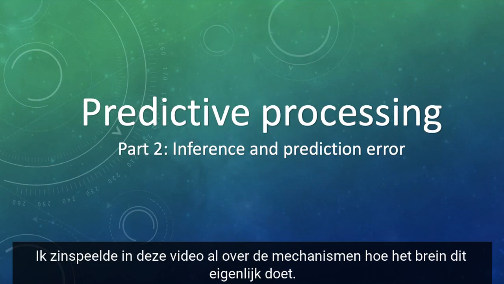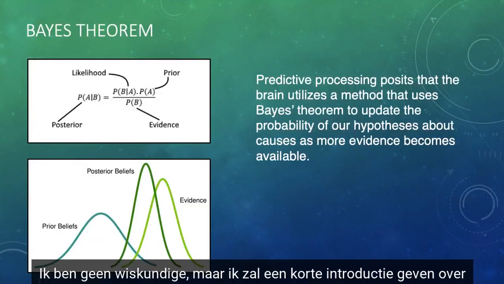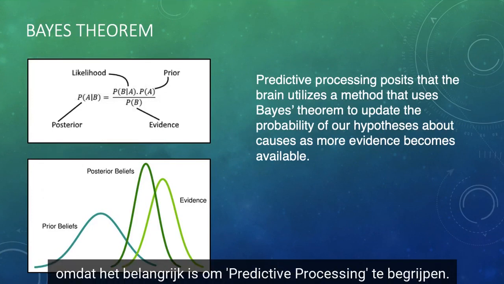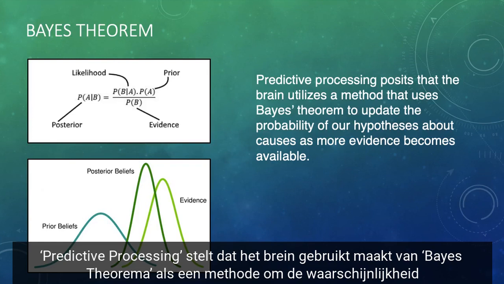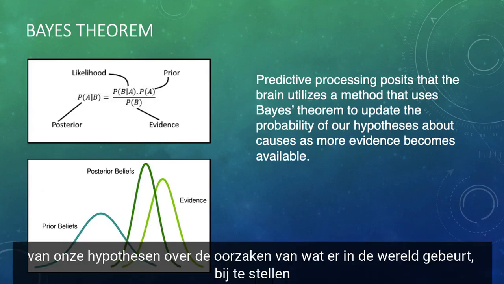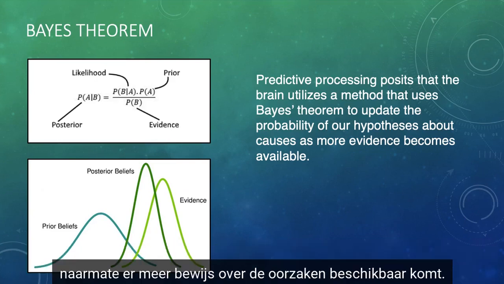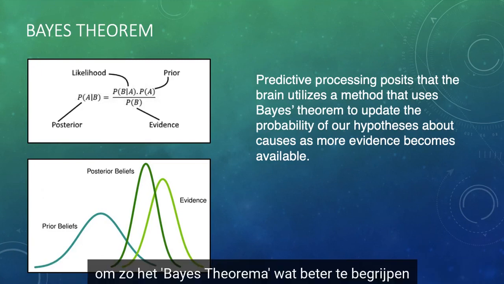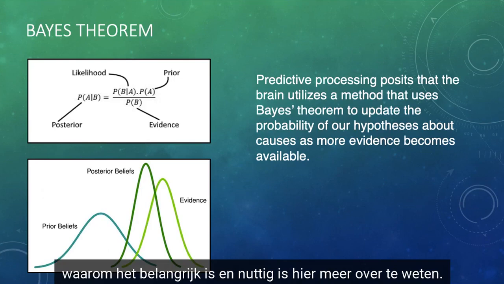I'm going to talk a little bit about how the brain actually does this. So I'm not a mathematician, but I'm going to do a brief introduction to Bayes' theorem, as explained in the book, because it's important to understanding predictive processing. Predictive processing posits that the brain uses Bayes' theorem to update the probability of a hypothesis about the causes out there in the world as more evidence becomes available. I'm going to run through an example in the way that it was explained in The Predictive Mind, to understand a little bit about Bayes and why it's useful to know about this.